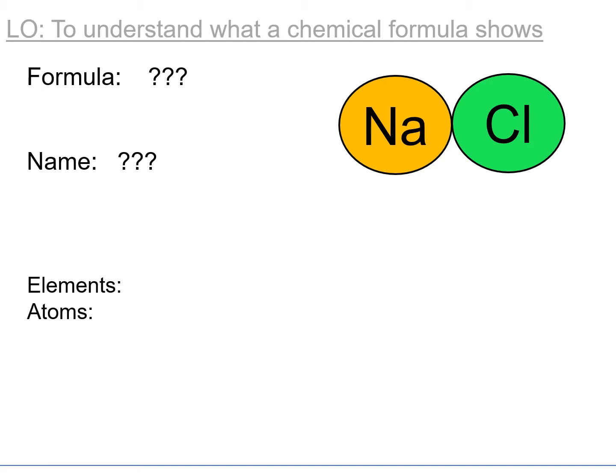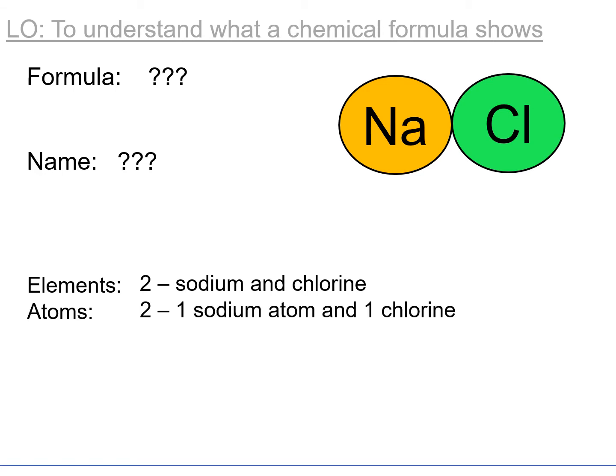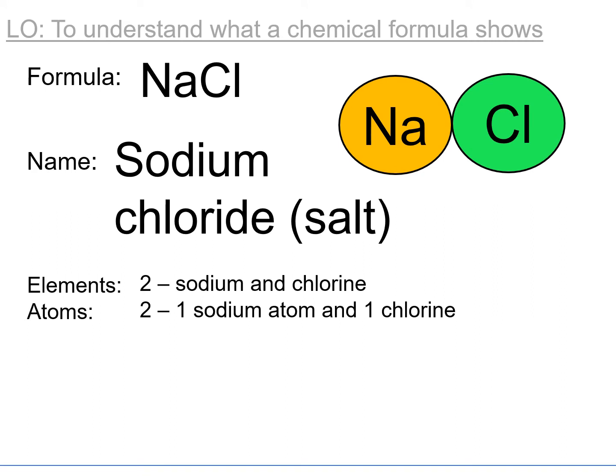So here's another one. This says NaCl, and what that's telling us is there are 2 elements, sodium and chlorine. Na is sodium. Doesn't seem right, but that's the way it is. There are 2 atoms as well: just 1 sodium atom and 1 chlorine atom. So the formula for that is just going to be NaCl. There's no little numbers. The name of that is called sodium chloride. People call that salt. It's what you put on your chips. Sodium chloride. It contains chlorine, but we call it chloride.